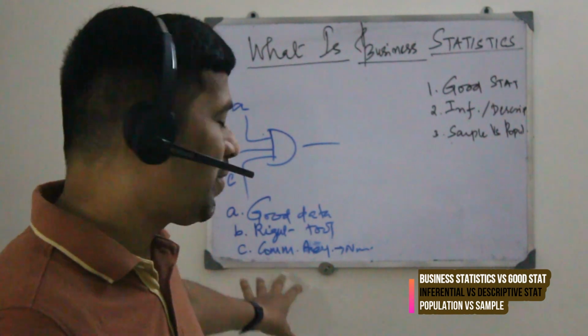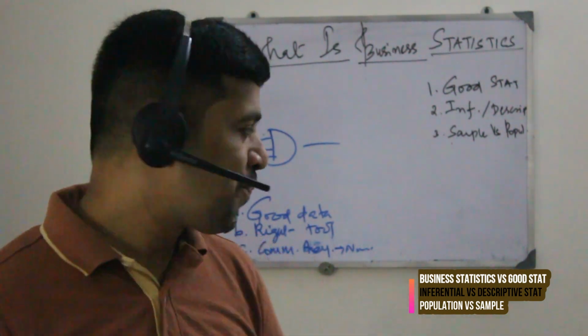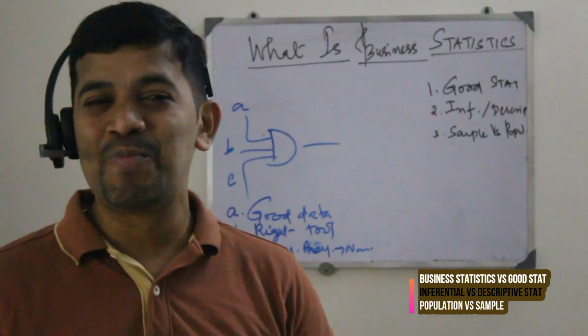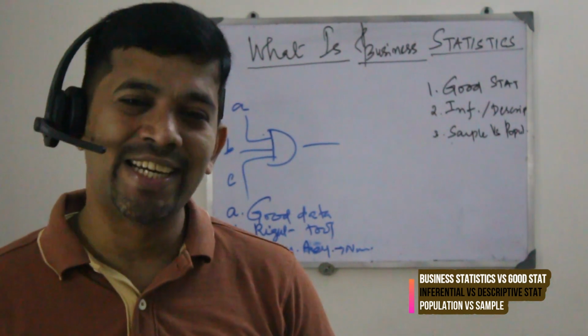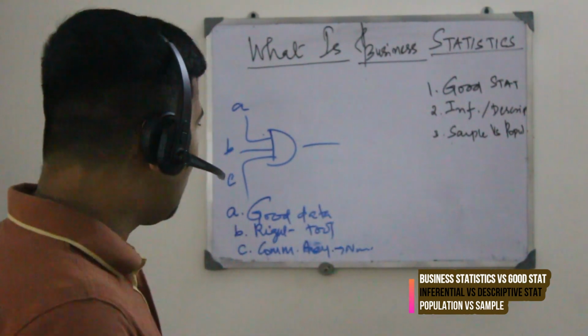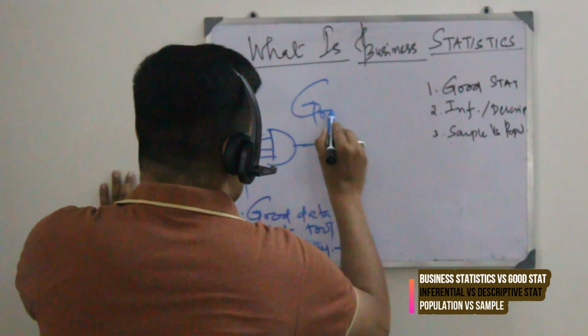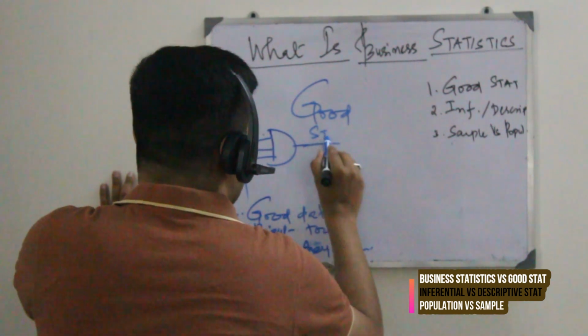Exactly the same thing. So I have used both of the things. I have used good data, I have used the right tool, but I am not able to communicate it. Then that also will be a problem, right? So when you meet all of these things, what will you get? You will get good statistic, right?